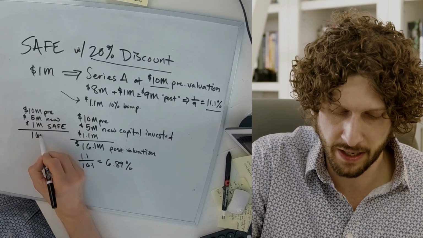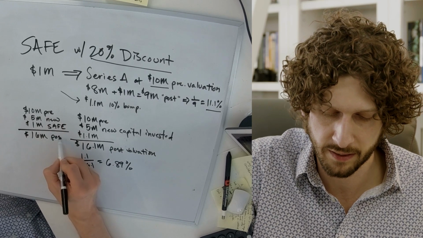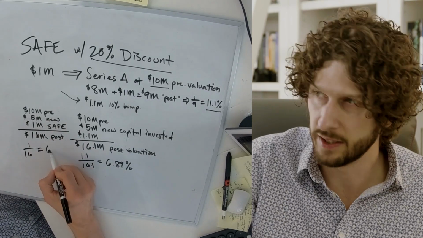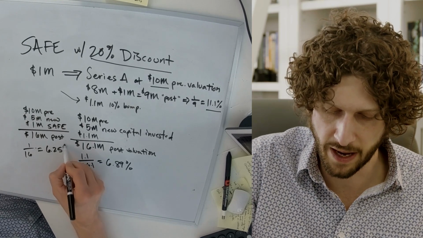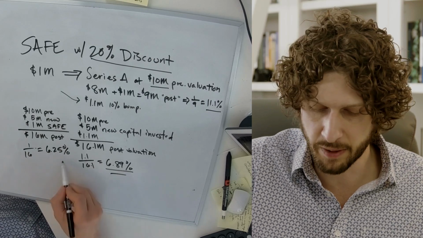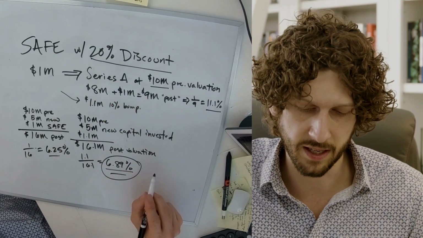And that gives me a valuation of 16 million post money. And then it's just 1 over 16, which is 6.25% ownership in the company. So you can see, like, I got a little bit more ownership over here thanks to this 20% discount.